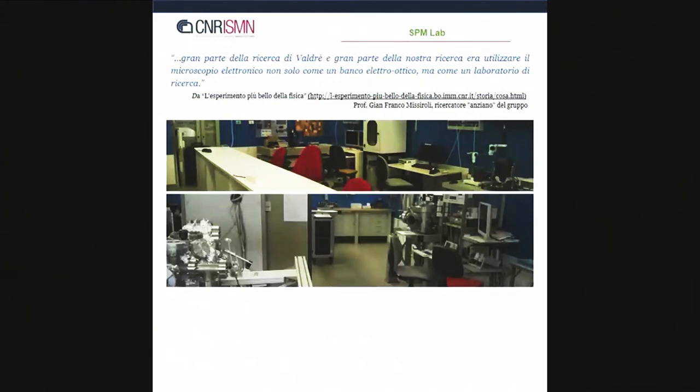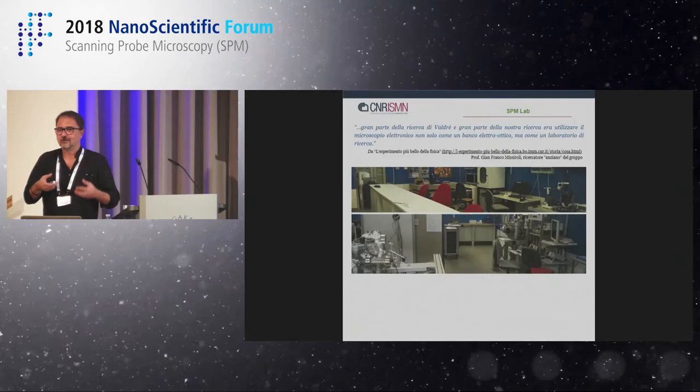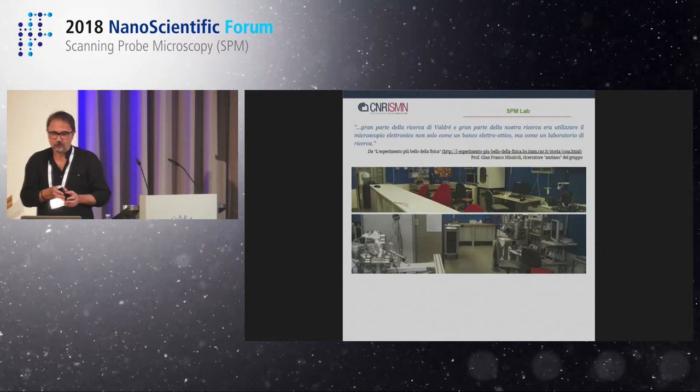Just for concluding, I want to show what we have done in Bologna. We have changed a bit the concept of CNR in general. In most cases in CNR laboratories, bosses think that instruments are themselves, so a laboratory is a closed laboratory. Instead, in our case, we have the idea to share as much as possible the knowledge of scanning probe microscopy inside CNR, but also outside, with collaboration with universities or other places.